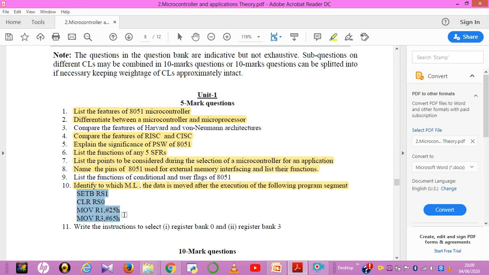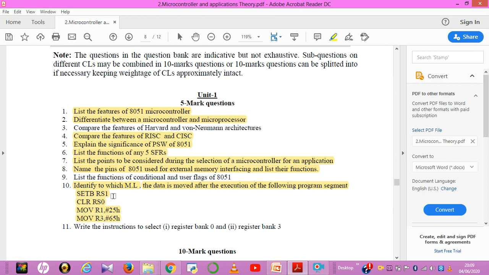Here what they have done, they have set the register bit RS1 of PSW and another, RS0, they are making clear by using CLR RS0. Next they are storing 25H in R1, 65H in R3. These numbers are stored in which memory locations? That means indirectly they are asking the address of R1 and R3, which belong to which register bank.